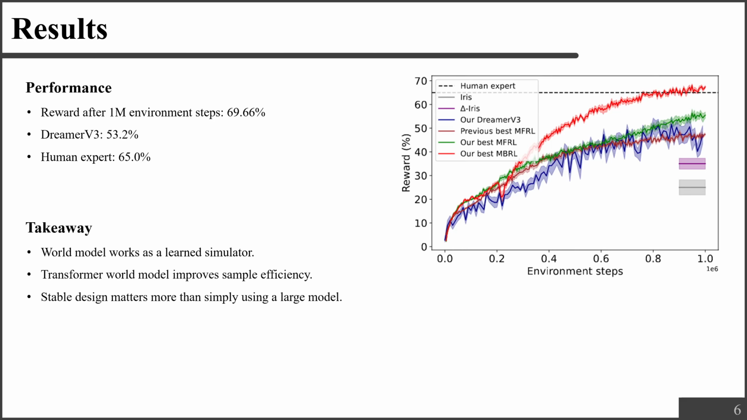Finally, let's look at the results. The final MBRL agent achieves 69.66% reward on Craftax Classic after only 1 million environment steps. This is higher than DreamerV3, which achieves 53.2%, and also higher than the reported human expert performance of 65%. The figure on the right shows that this improvement comes from adding several components step by step.